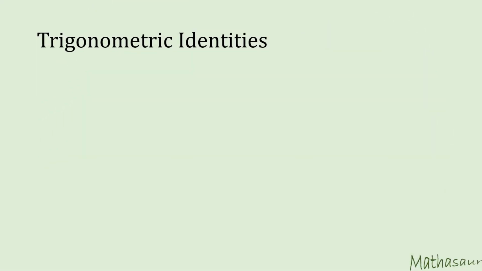Today we are going to look at trigonometric identities. An identity is an equation which is true for all values of the variables involved. Let us look at a right angled triangle, right angled at B. Let angle C be called theta. Now side AB would be my perpendicular, side BC would be my base, and side AC would be the hypotenuse. Recall that the perpendicular is the side opposite angle theta and base is the side adjacent to angle theta.